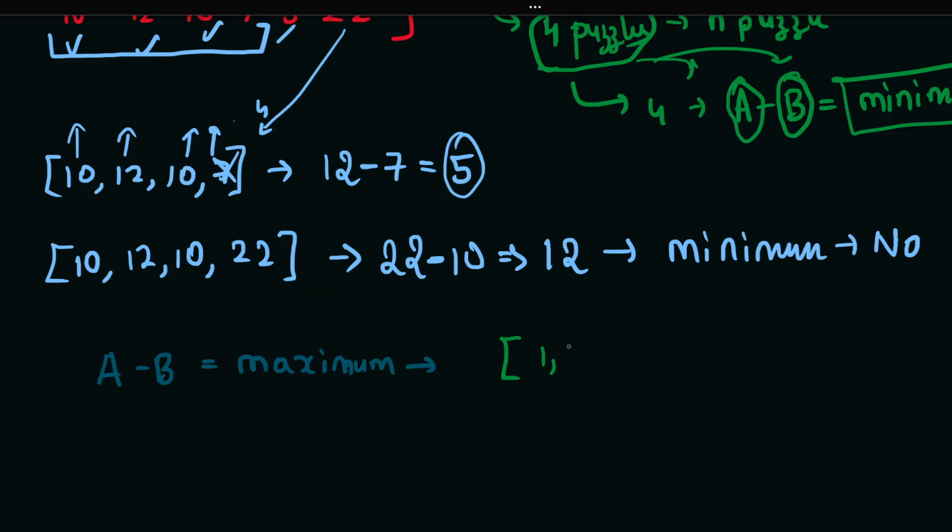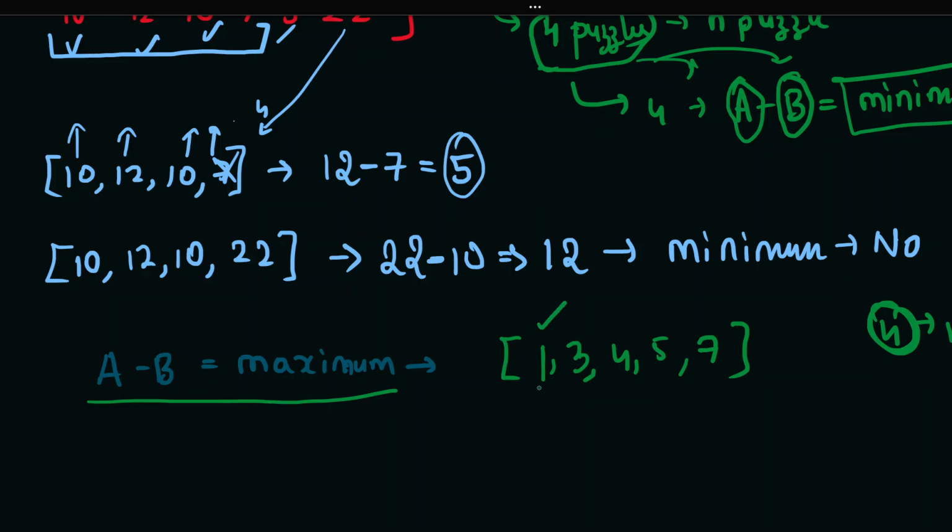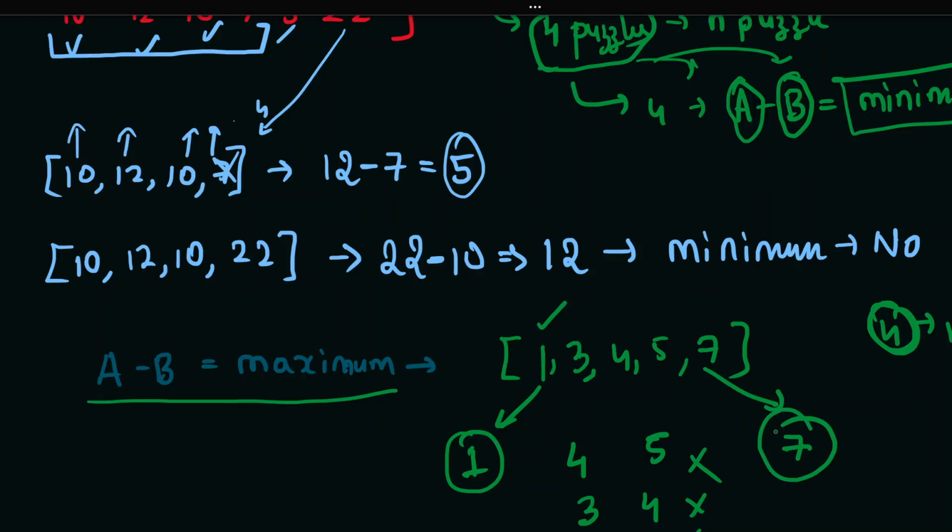So let's say we have 1, 3, 4, 5, 7, right? If you want to choose 4 puzzles out of it, and a minus b should be maximum, in this case, what will I choose? I will choose the minimum value, which is 1. I'll also choose the maximum value, which is 7. And I don't care what I choose here. It could be either 4 or 5, or 3 or 4, or 3 or 5. I don't care about this. All I care about is choosing the minimum value and the maximum value.